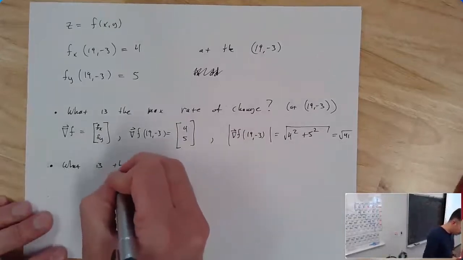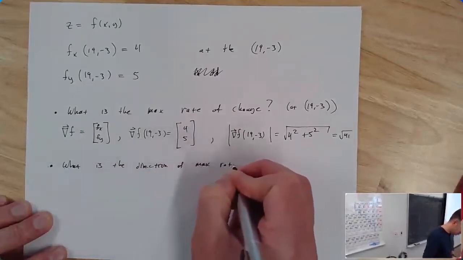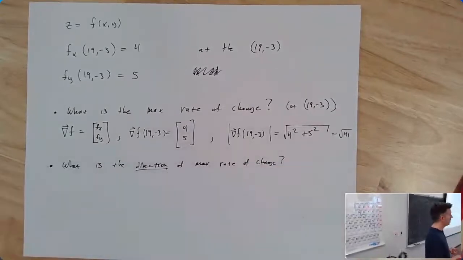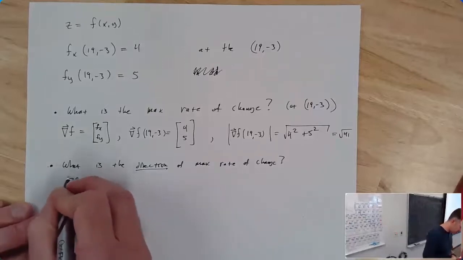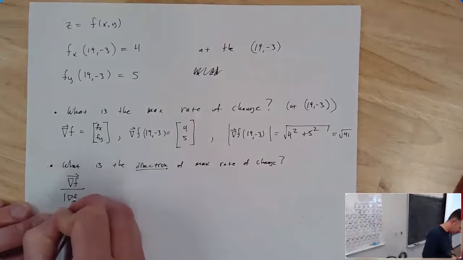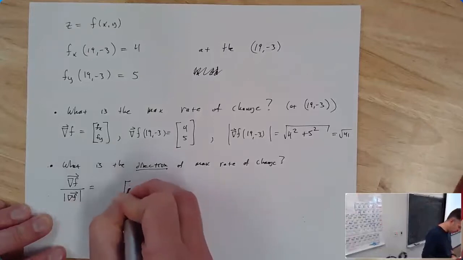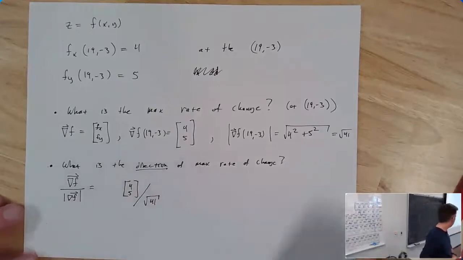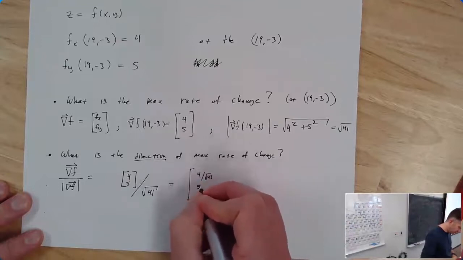What is the direction of the maximum rate of change? So when they ask for a direction, we know that the answer is a vector, specifically a unit vector. So we're just going to take our gradient vector and divide by its own magnitude. In this case, that's the vector 4, 5 divided by its own magnitude, which is the square root of 41. Which you could write, I would probably write it like this: 4 over root 41, 5 over root 41.